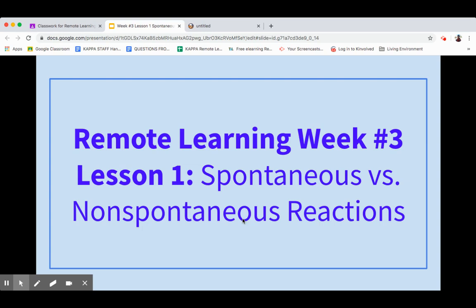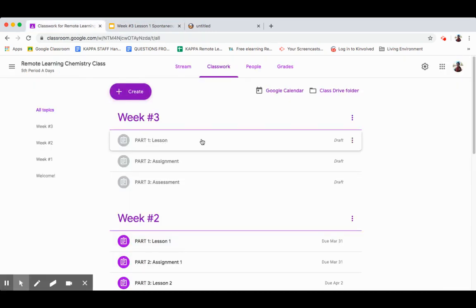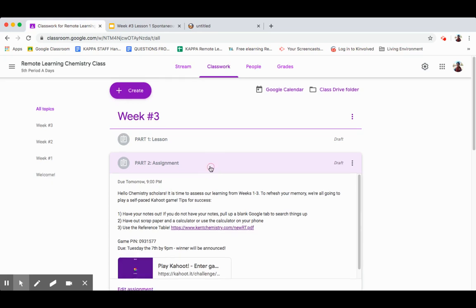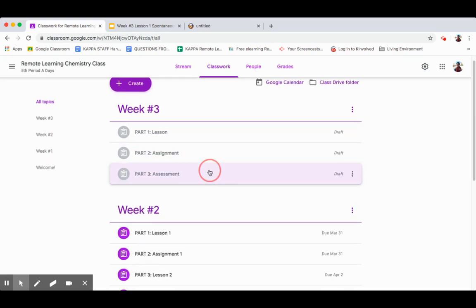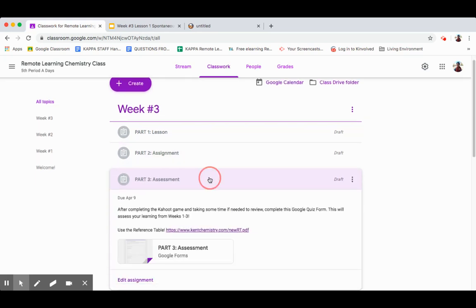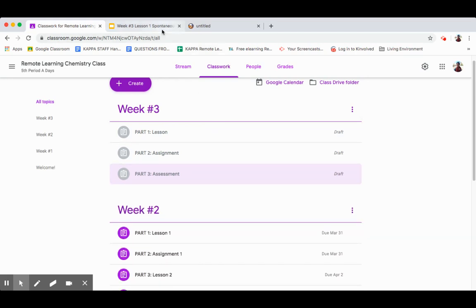For today's lesson, we are learning about spontaneous versus non-spontaneous reactions. And this week is going to be a little bit different. You will have part 1, which will be your lesson. Part 2, which will actually be a Kahoot game. And then you have part 3, which is an assessment. And that'll be it for this week.